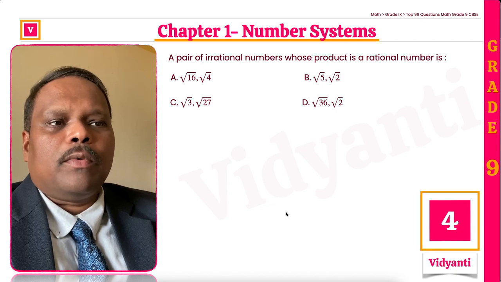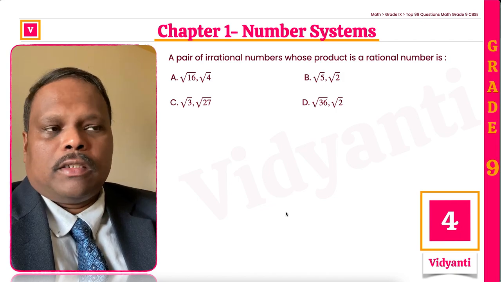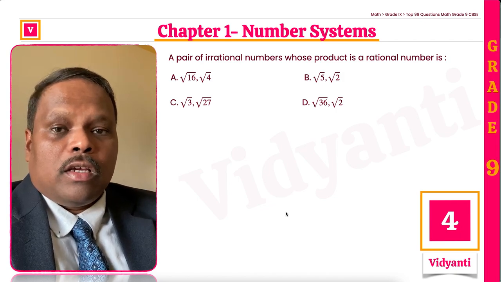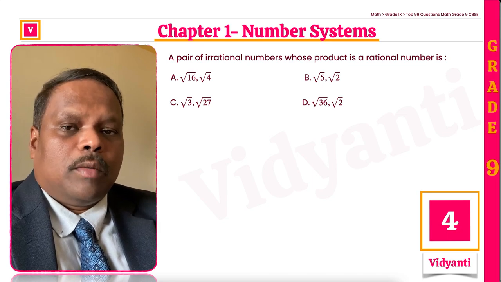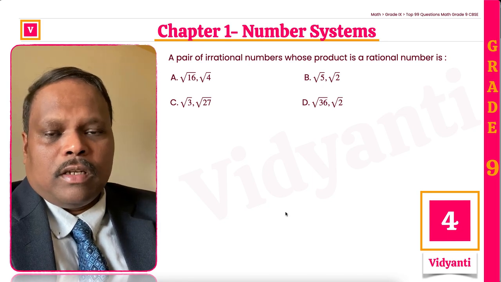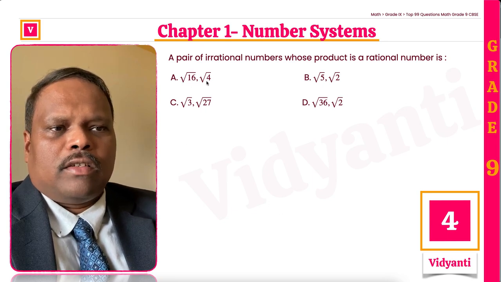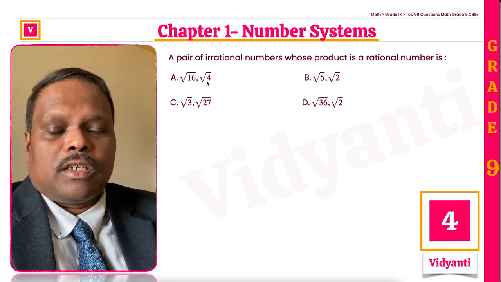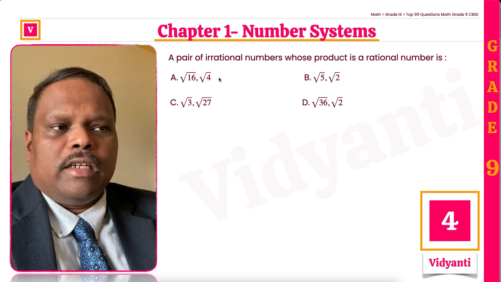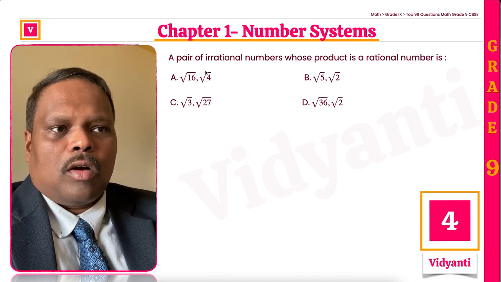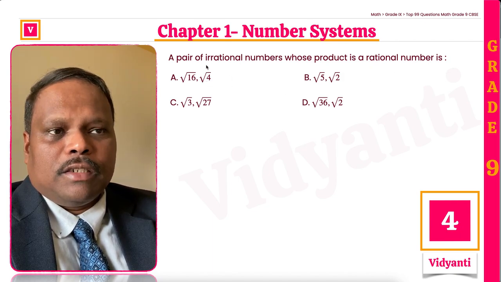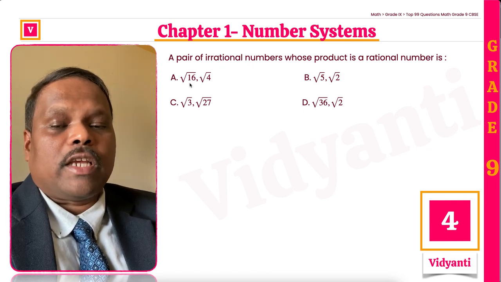Next question, a pair of irrational numbers whose product is a rational number. So here the question is, we want the original two numbers to be irrational numbers and their product has to be a rational number. Now you will think that 16 times 4 is 64 and root 64 is 8. Technically that's not wrong, but it violates a condition. The original numbers have to be irrational numbers.